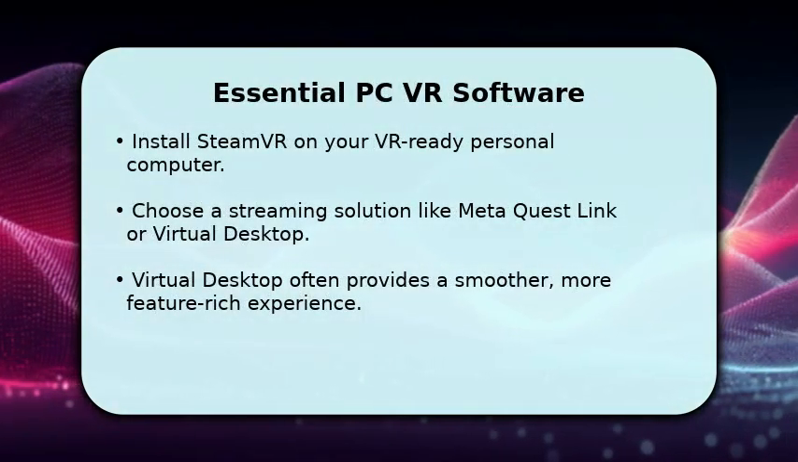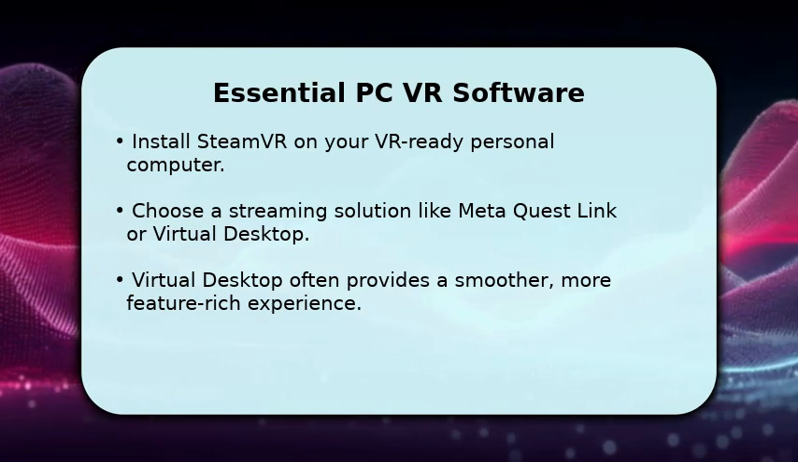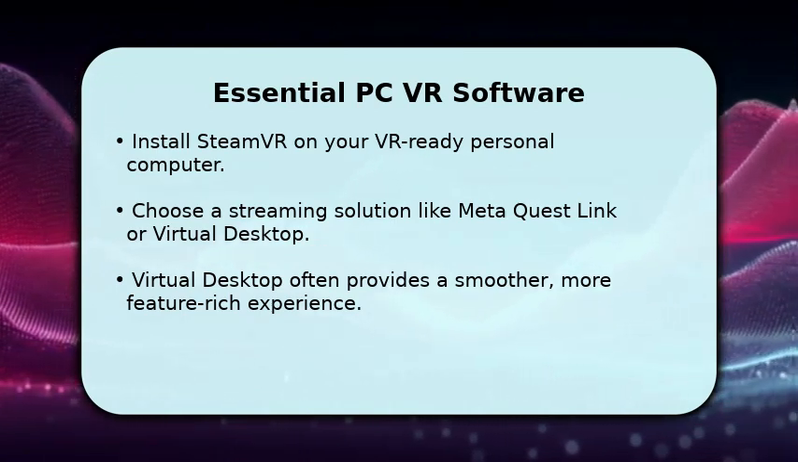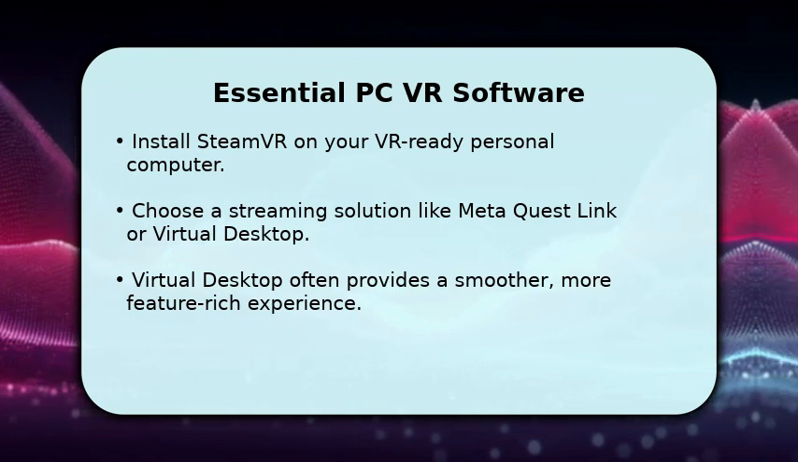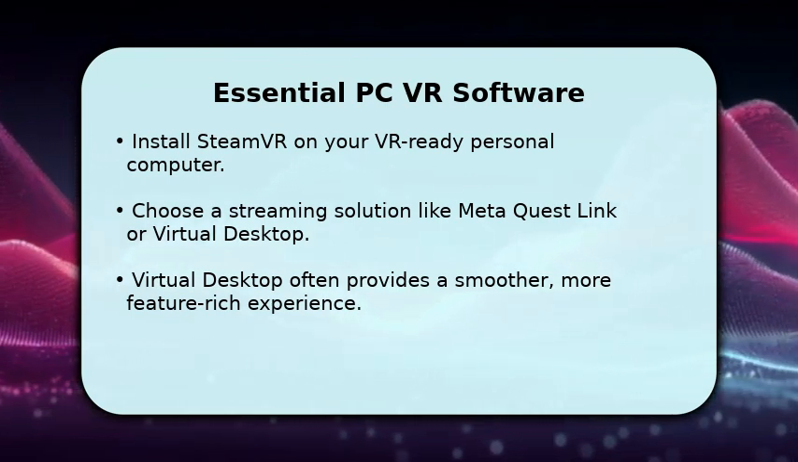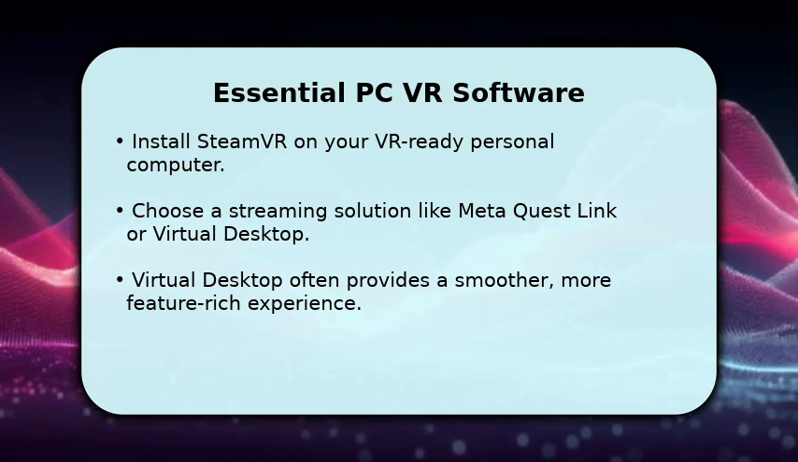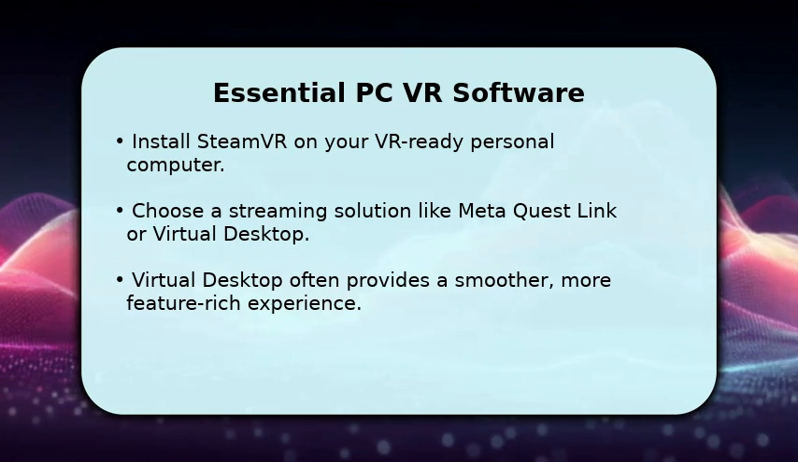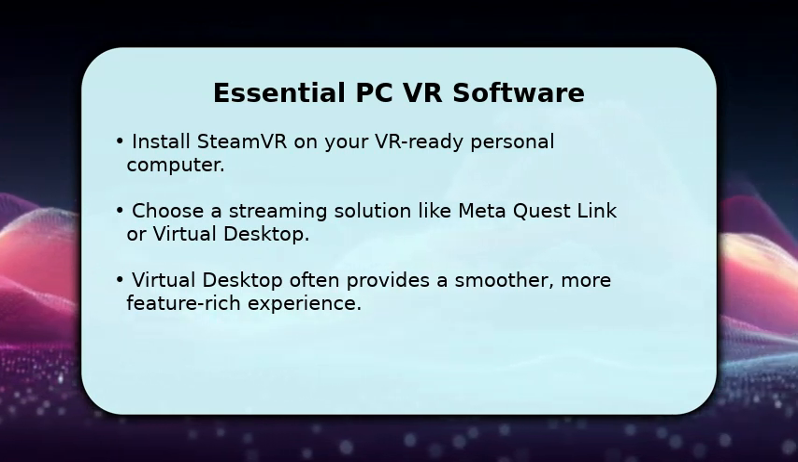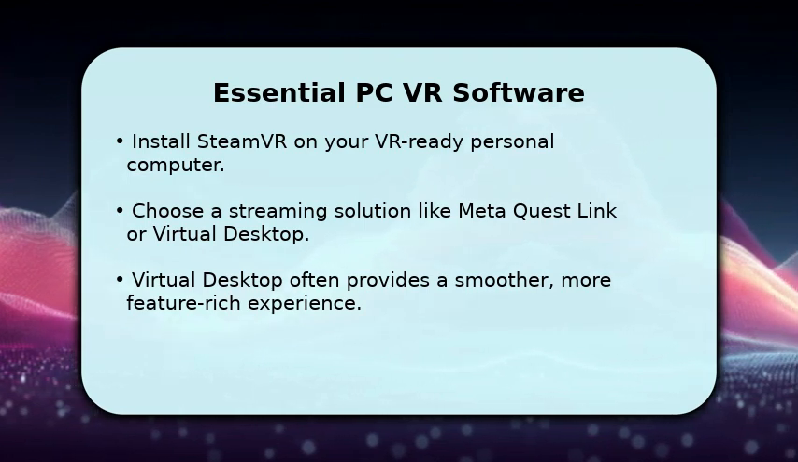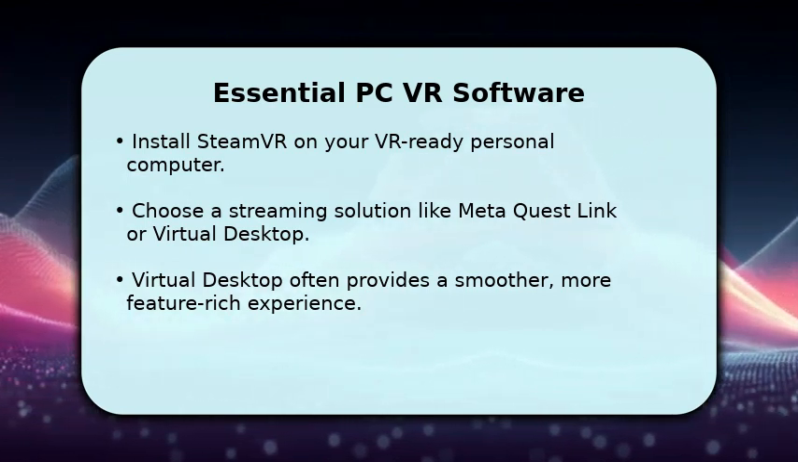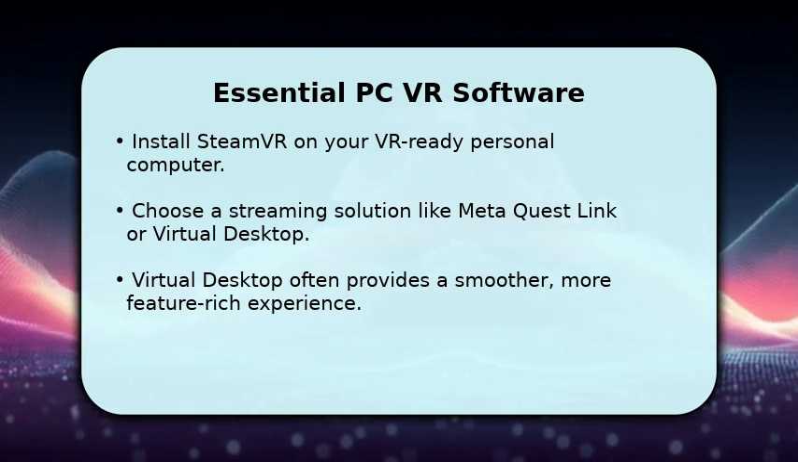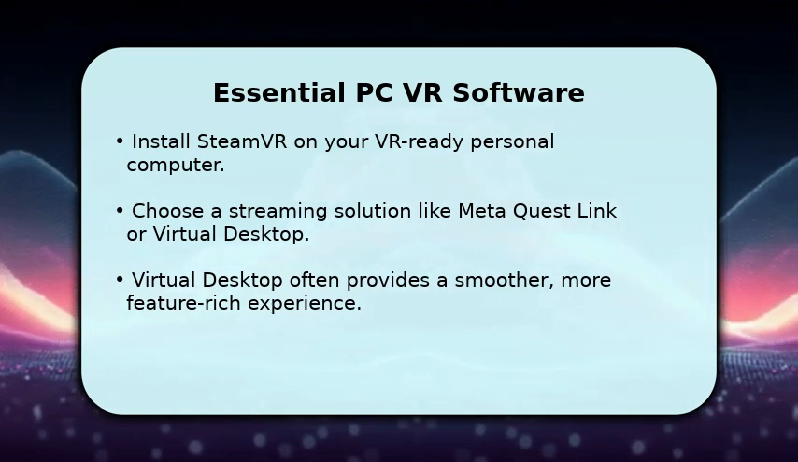Next, you'll need to prepare your personal computer with the right software. Begin by installing SteamVR, which is crucial for running virtual reality games from Steam. Then, select a streaming application to bridge your computer and Quest 3. Options include Meta Quest Link, which uses a cable or AirLink wirelessly, or the popular Virtual Desktop, known for its enhanced performance and additional features for a superior streaming experience.